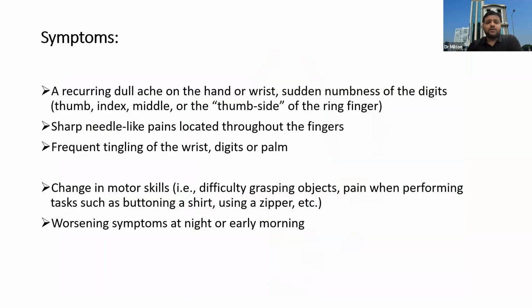Otherwise, patient obesity, pregnancy, diabetes, any thyroid problem, or any rheumatological problem are risk factors for carpal tunnel syndrome. Here we saw that these three fingers are mainly affected, the thumb, index, and middle finger, and the side of the ring finger. Patients sometimes cannot perform buttoning of a shirt or use a zipper. In the morning, even at night, it may increase the pain.